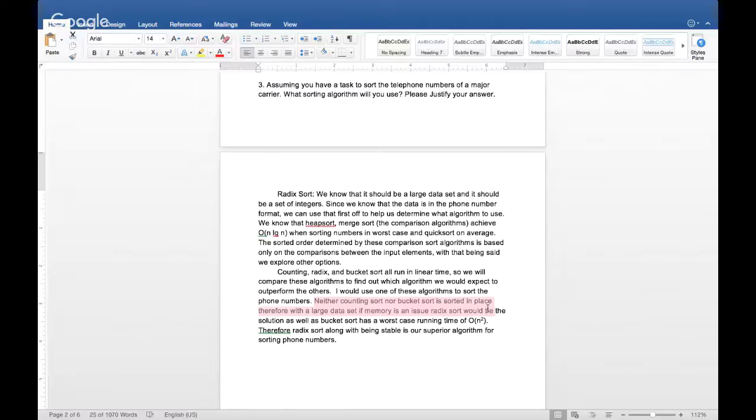And as well, another reason we can count out bucket sort is because of the worst case running time of big O of n squared. So therefore, I feel like radix sort, along with being stable, is the superior algorithm for sorting phone numbers compared to counting and bucket sort.